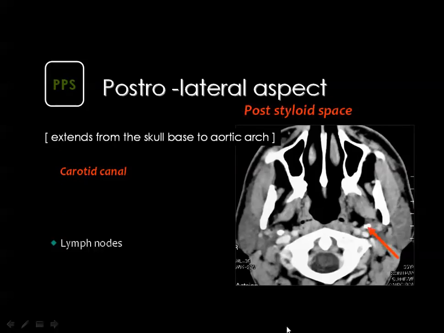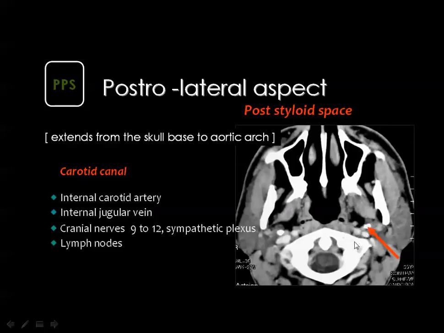And this is the styloid process. Posterior to the styloid, or between the styloid and the cervical spine, is known as the carotid canal, or the retrostyloid space, or post-styloid space. And the carotid canal, or these names, contain the following anatomy. Number one, the internal carotid artery, the internal jugular vein, the cranial nerves from the 9th to 12th, as well as the sympathetic plexus and a group of lymph nodes.